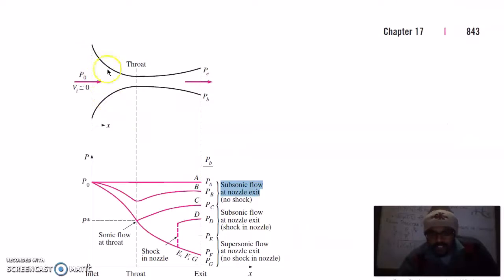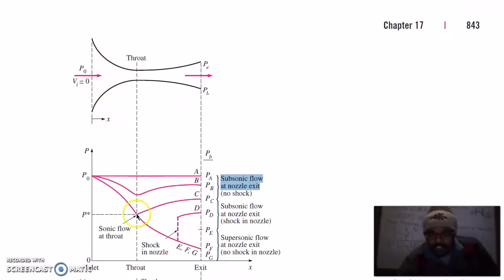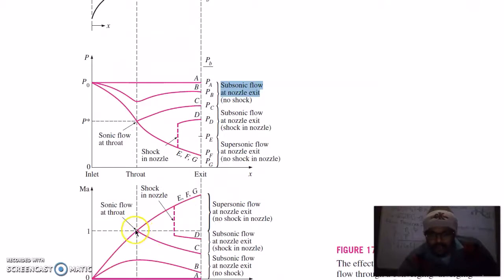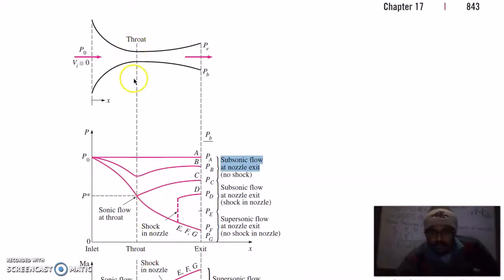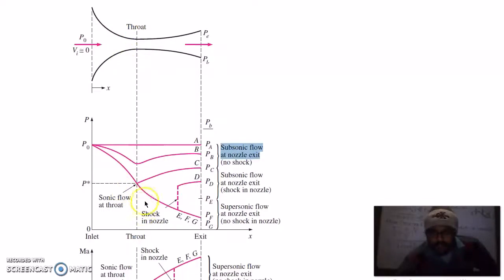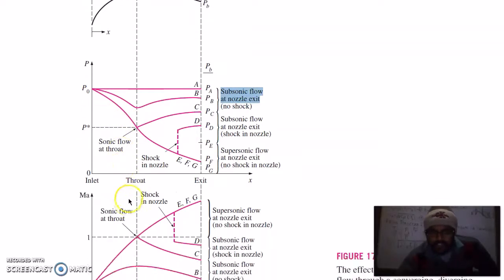If you consider this converging part here, this is the maximum velocity which you can achieve, that is Mach 1, if you consider only up to the throat. And if you decrease the pressure further, this won't affect the maximum velocity. Decreasing the back pressure has no effect on the velocity beyond this. If you decrease the back pressure beyond this, that is not going to affect the maximum velocity. Maximum velocity will remain at Mach number 1.